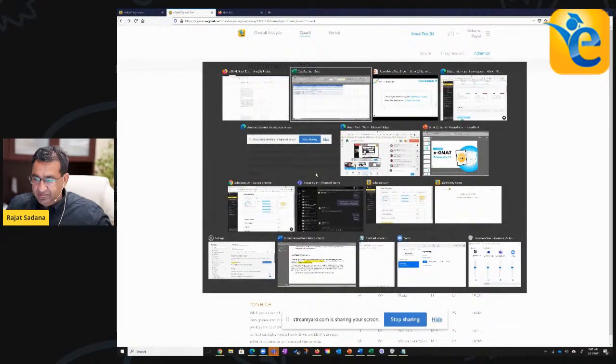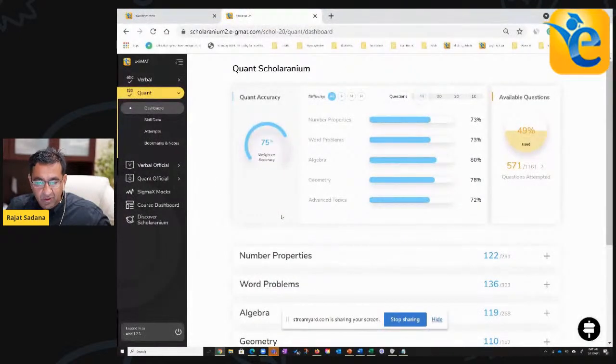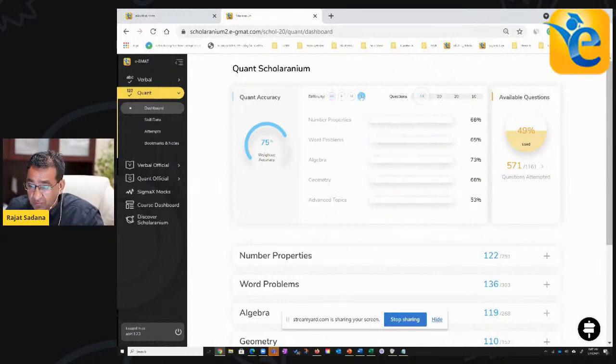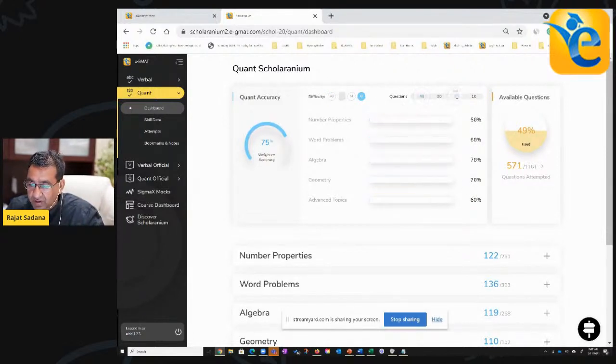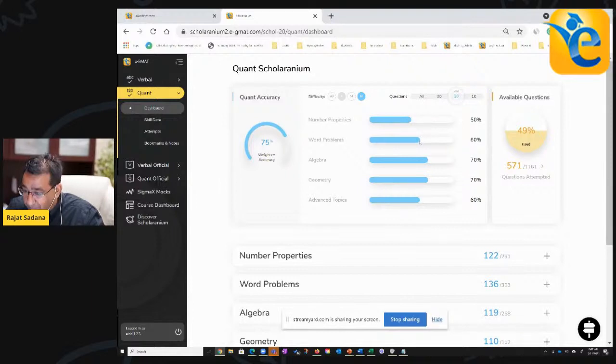Let's take another example. I think I do have another example as well over here. And in this case, we're going to look at the recency piece. Again, we're going to focus on hard questions. This is a completely different student over here. We're going to focus on last 20. And you can see last 20 number properties is an issue. Word problems is an issue over here. I'm going to focus on word problems because in the previous one, we focused on number properties.